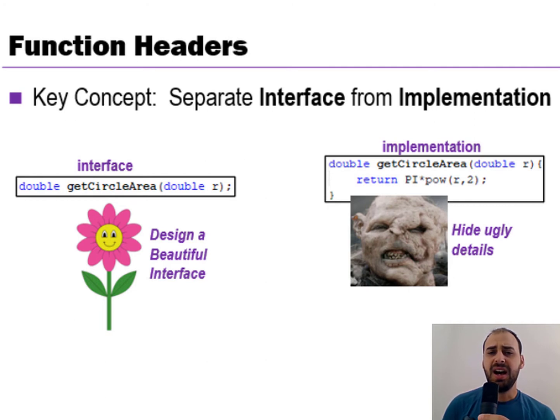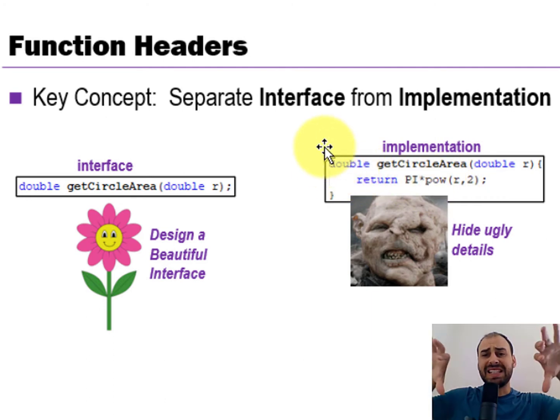But we have this function header, and the header here on the left is defining our interface. We've got our inputs, we've got the output, and we've got the name of the function itself. And then the body of the function is our implementation details, and we're going to treat these separately.